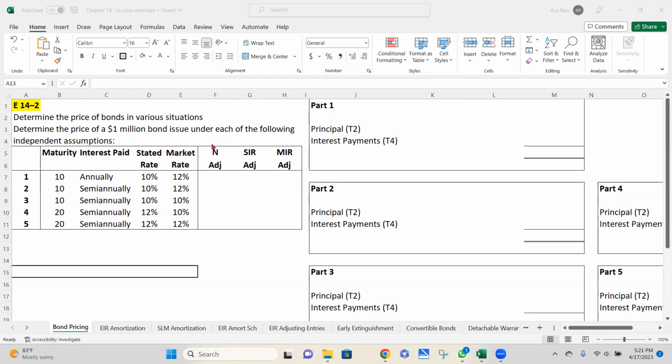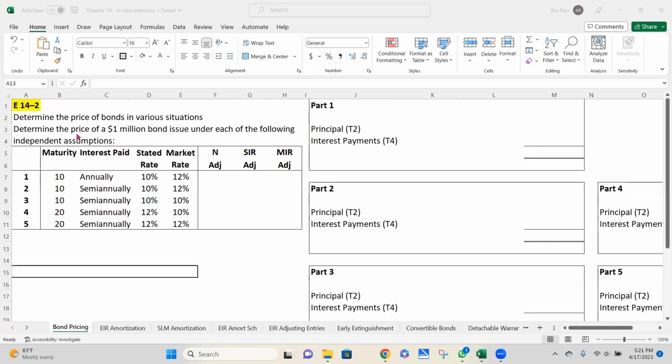So in order to calculate the bond issue price or the bond selling price, we need to find the present value of two sets of numbers. The first one is the principal and the second is the interest payments. The interest, unless mentioned otherwise, is paid annually. If it is paid semi-annually, quarterly, or monthly, we'll need to make some adjustments. For annual payments, there are no adjustments that we make.